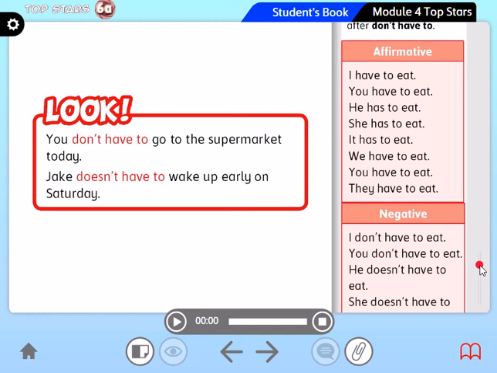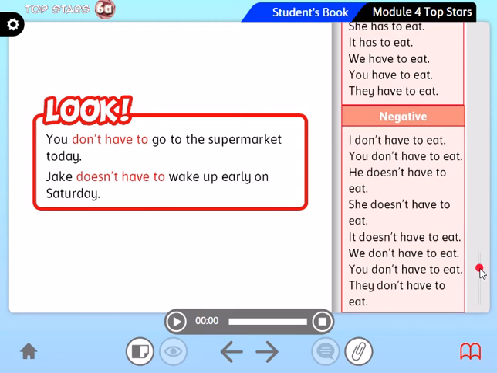But in the negative form, we can say I don't have to eat. You don't have to eat. With he, she and it, we use doesn't have. He doesn't have to eat. She doesn't have to eat. It doesn't have to eat.